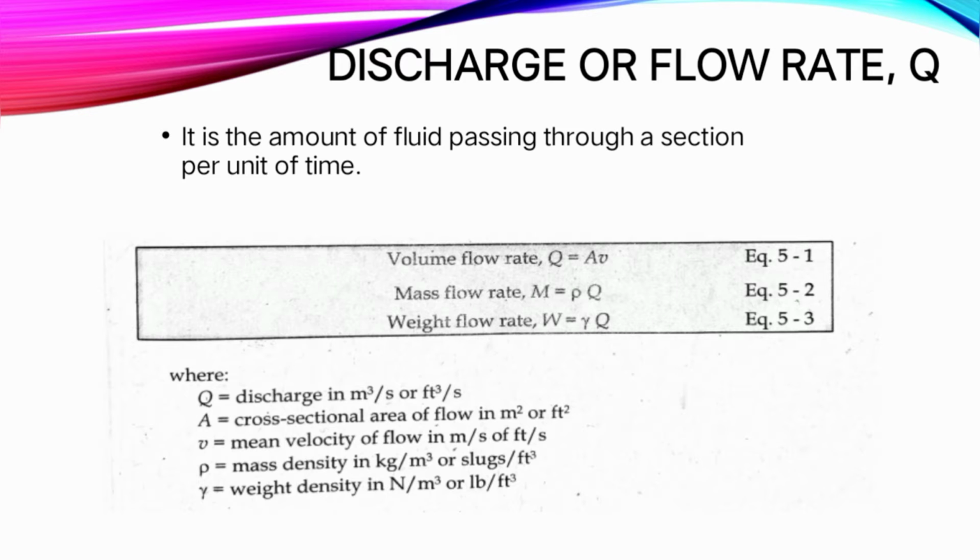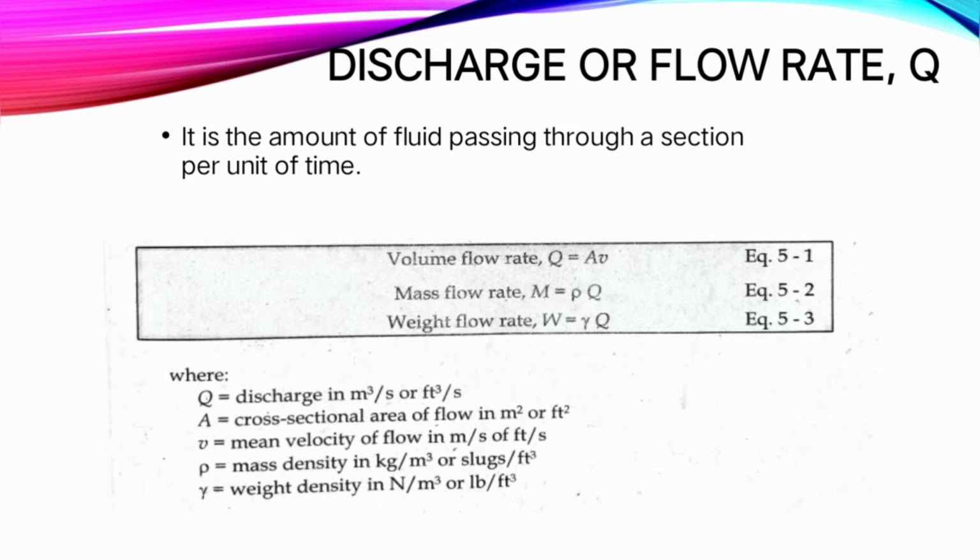Discharge or flow rate. Discharge or flow rate is the amount of fluid passing through a section per unit of time. This is expressed as a mass flow rate, weight flow rate, and volume flow rate or flow rate. The formulas are given in equation 1, equation 2, and equation 3, where Q equals discharge in meter cube per second or feet cube per second.